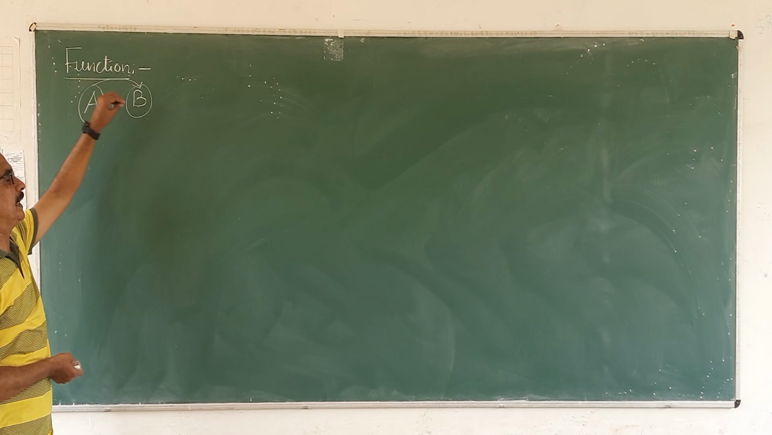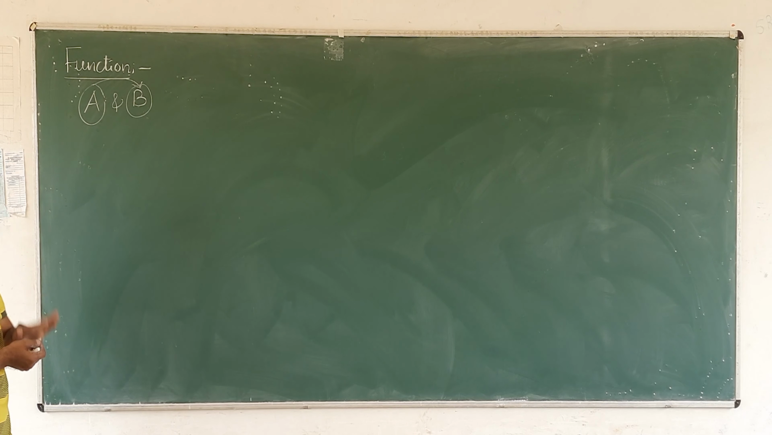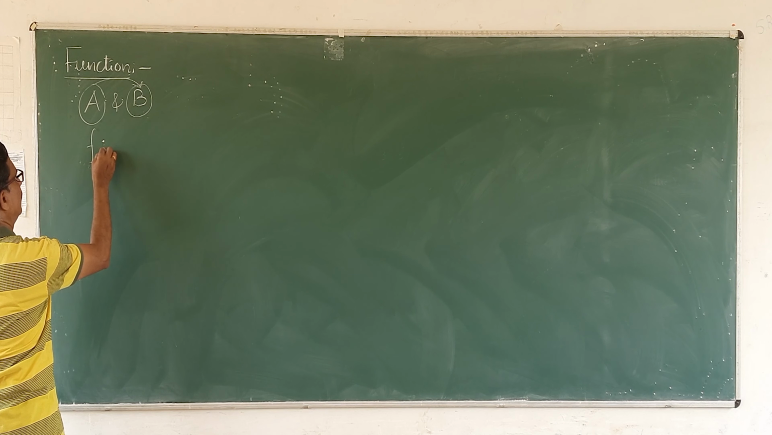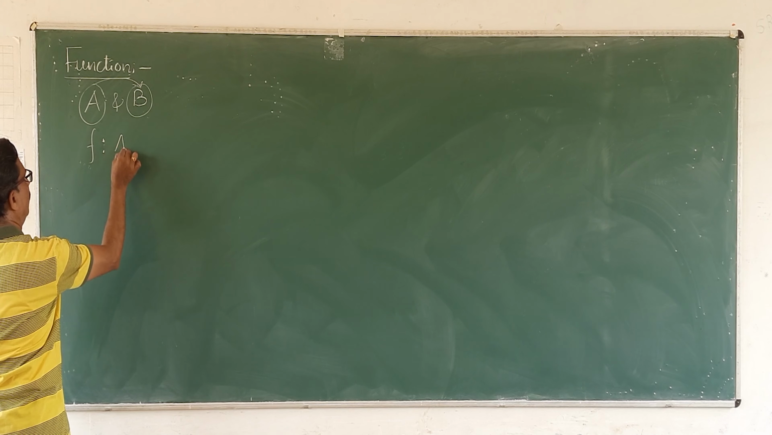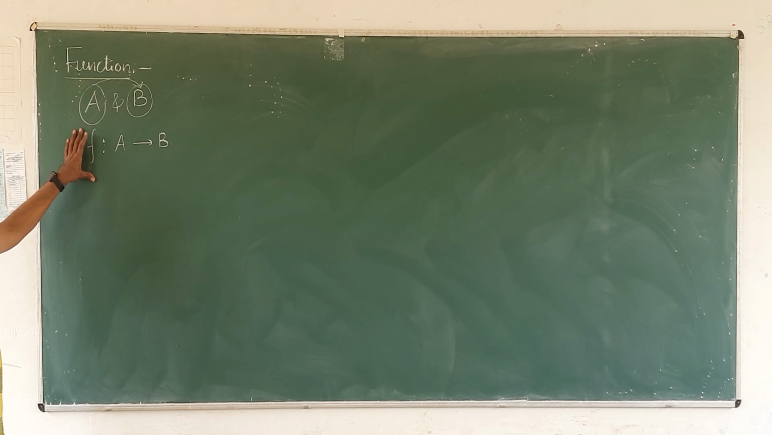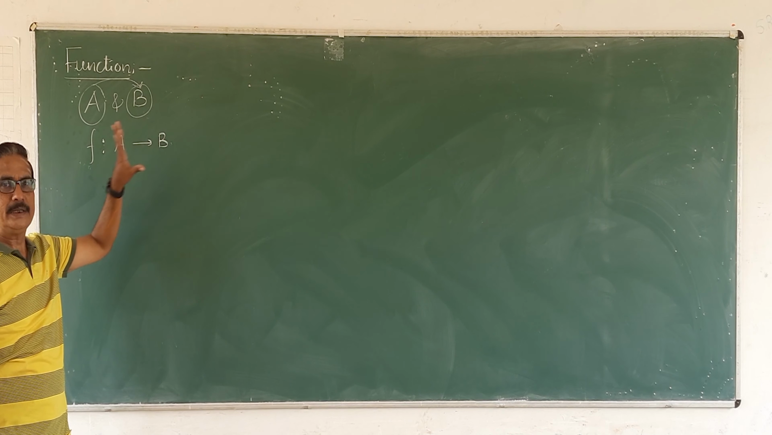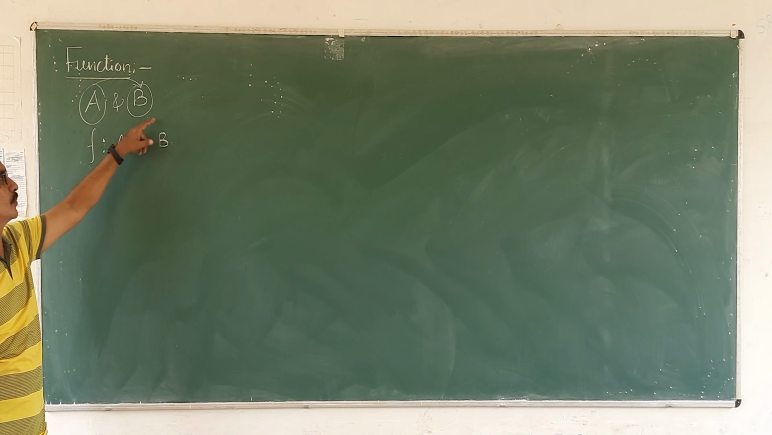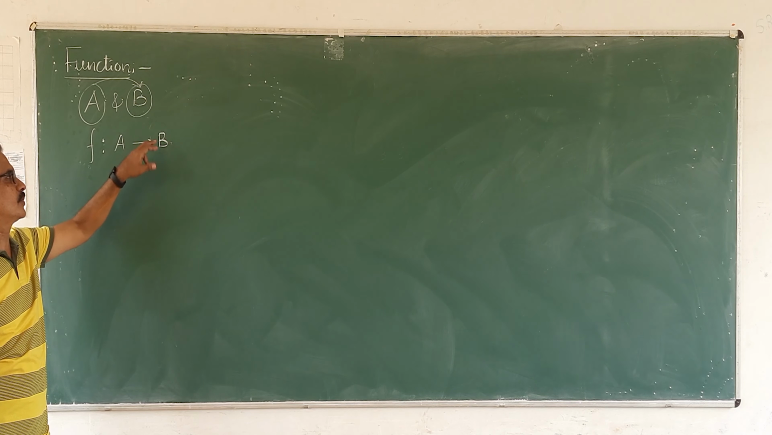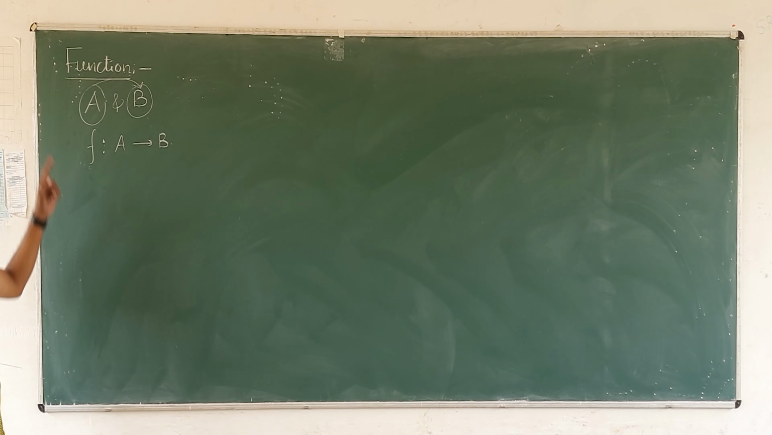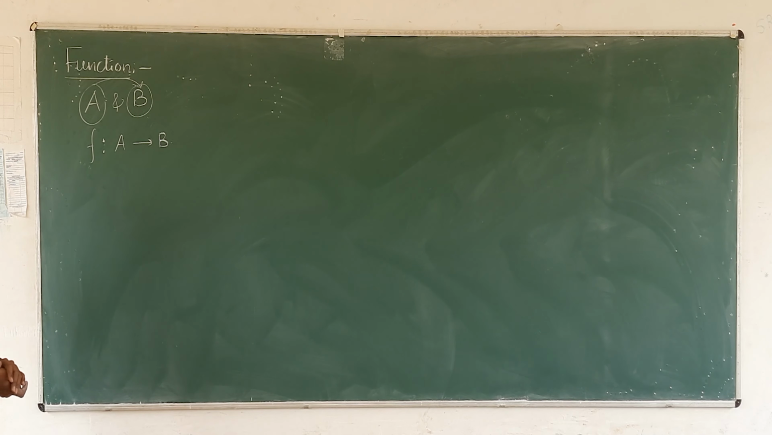Unique means at least one element in the set B, and that is called a function, and it is written as f. These two points indicate a function from A to B. Remember, a function is a rule in which every element of set A is associated with a unique element in the second set B.